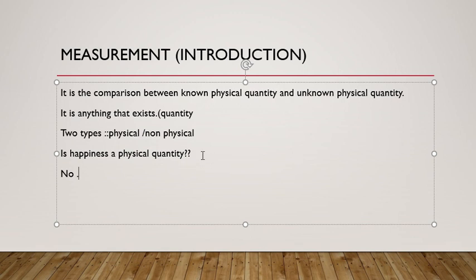Then, if I add another question with this: why? Why is happiness not a physical quantity? Why do you think? Just because it cannot be measured. Happiness cannot be measured out. That's why it is not a physical quantity. It is a non-physical quantity. Simple. Your answer is over here. Finished. Okay.